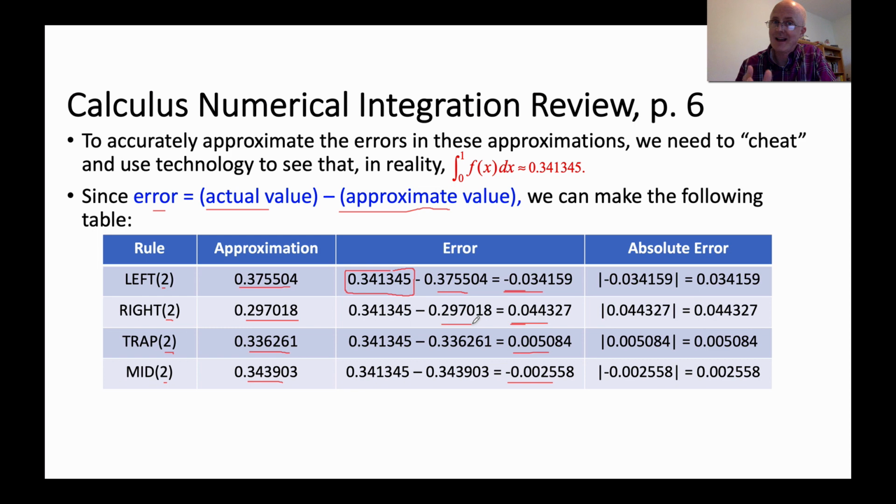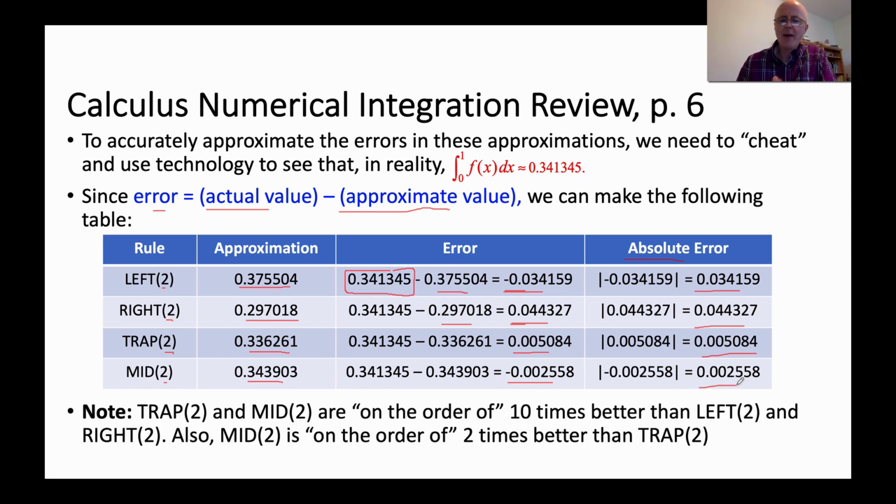So the error does have a sign, positive or negative. If the approximation is too big, the error is going to be negative. If the approximation is too small, the error is going to be positive. Though you can talk about absolute error, where you take the absolute values of these errors and get rid of any negative signs, and these are all positive. Okay?